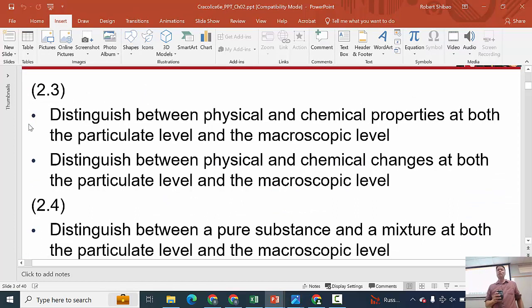Distinguish between physical and chemical properties at both the particulate level and macroscopic level. And so this is where we hone in. Microscopic, we never do. Just the macroscopic and the particulate. Distinguish between physical and chemical changes in both. So what's the difference between a physical change and a chemical change?